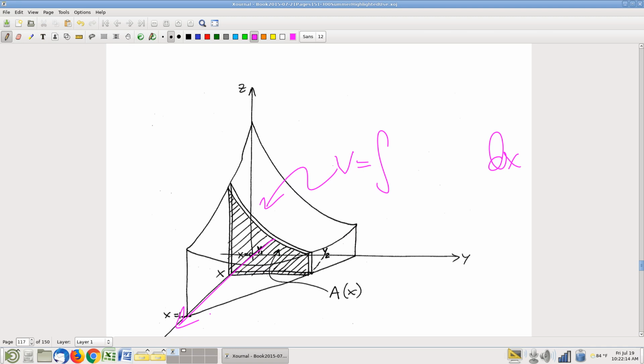What do I have on the inside? Well, I have a cross-sectional area. This cross-sectional area here. And how do I compute that cross-sectional area? Well, that cross-sectional area is going to be an integral as y goes from some starting point to the ending point there. So this is going to be integral from, I'm going to say, y1 to y2 dy.